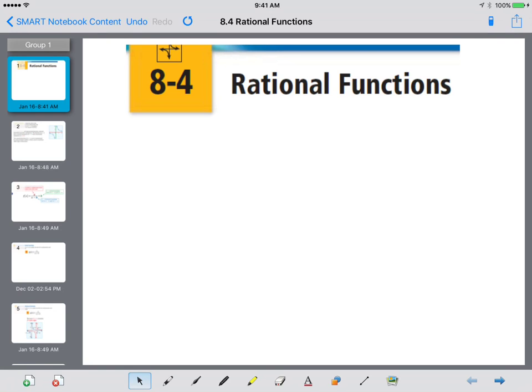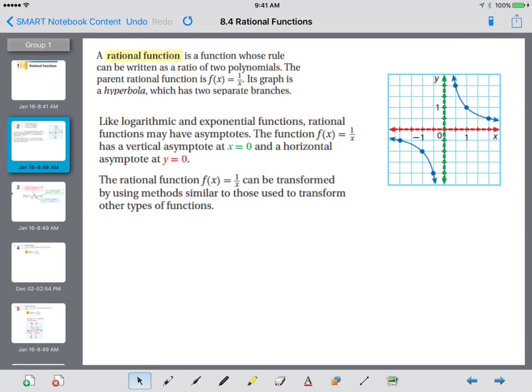This lesson is going to discuss some rational functions. A rational function is a function whose rule can be written as a ratio of two polynomials. The parent rational function is f of x equals 1 divided by x. Its graph is a hyperbola which has two separate branches.